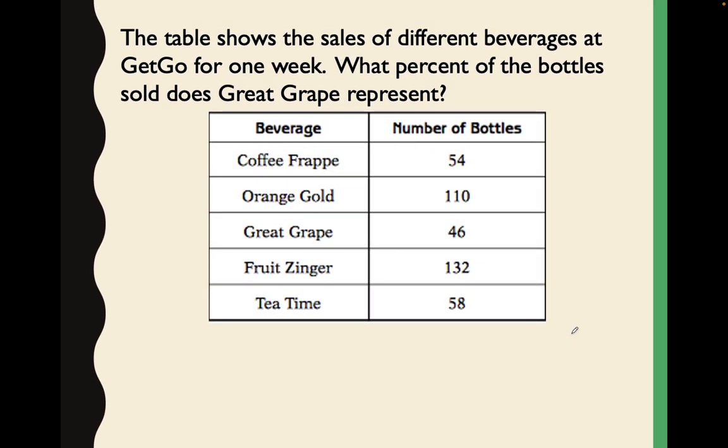Here's one last practice problem for you. If you got 11.5%, you would be correct. First thing you would need to do is add up the total number of bottles. In this case, 54 plus 110 plus 46 plus 132 plus 58 is a total of 400 bottles. We are trying to calculate what percent out of 100 are the bottles of Great Grape. So that's 46 out of 400, which would give us 11.5 out of 100.